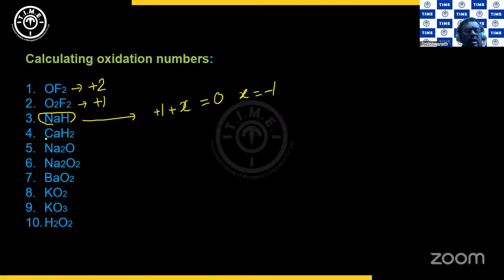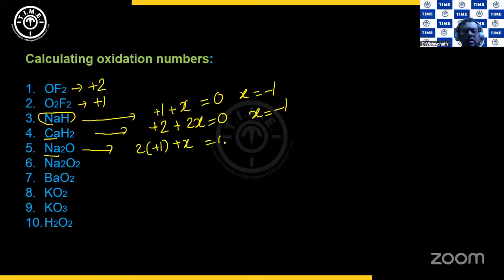Next, calcium hydride is similar. Calcium is 2+, so calcium will decide. Calcium is a group 2 metal. +2 plus 2x equals 0. So X is again -1. Na2O. So Na will decide. So this is Na with +1 and oxygen, and that whole thing is equal to 0. So X equals -2. This is normal oxide. This is peroxide. So here you will find oxygen as -1. That you can do and check.